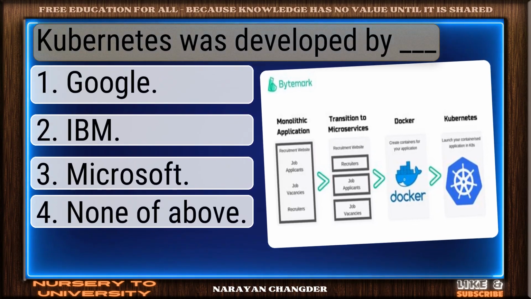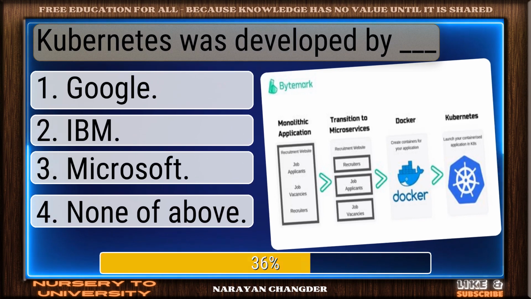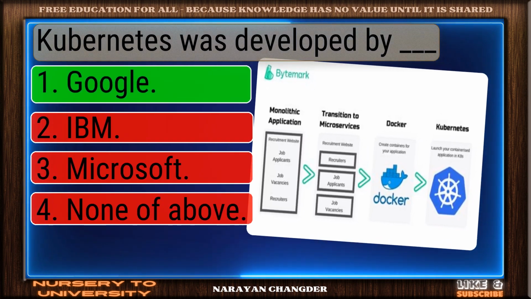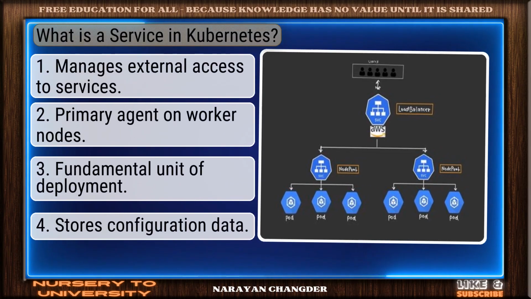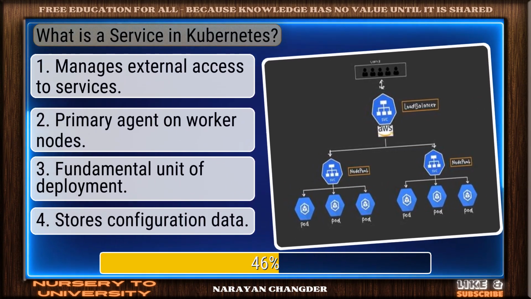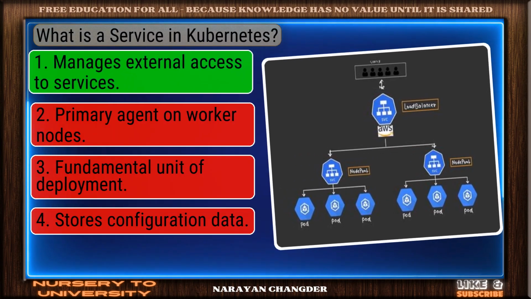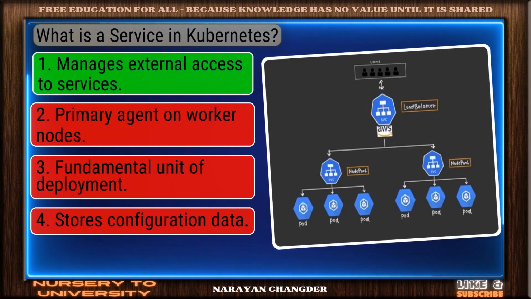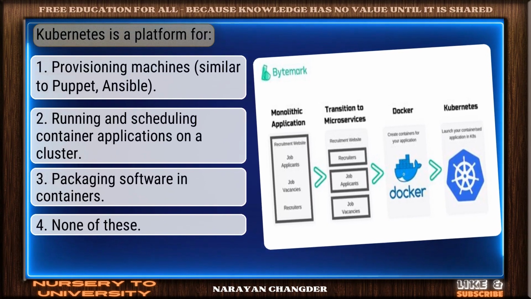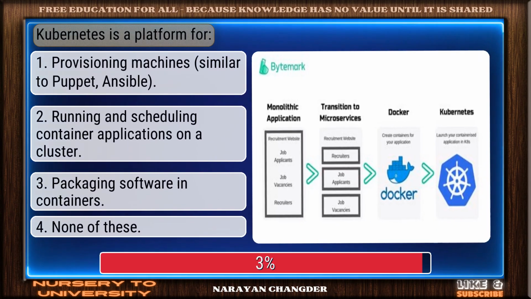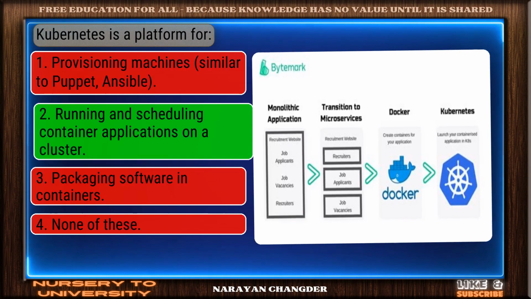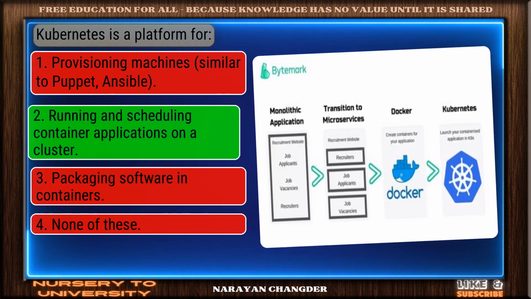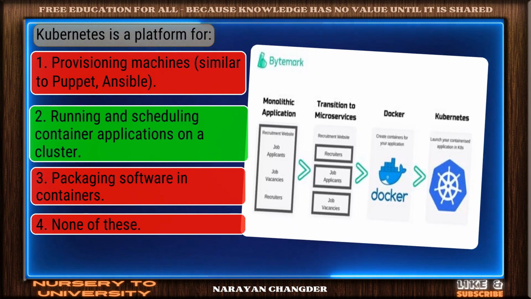Question number 75. Kubernetes was developed by dash. You chose Google, and it is correct. Question number 76. What is a service in Kubernetes? Nicely done. Manages external access to services is a solid answer. Question number 77. Kubernetes is a platform for. Right again. Running and scheduling container applications on a cluster is a valid answer.